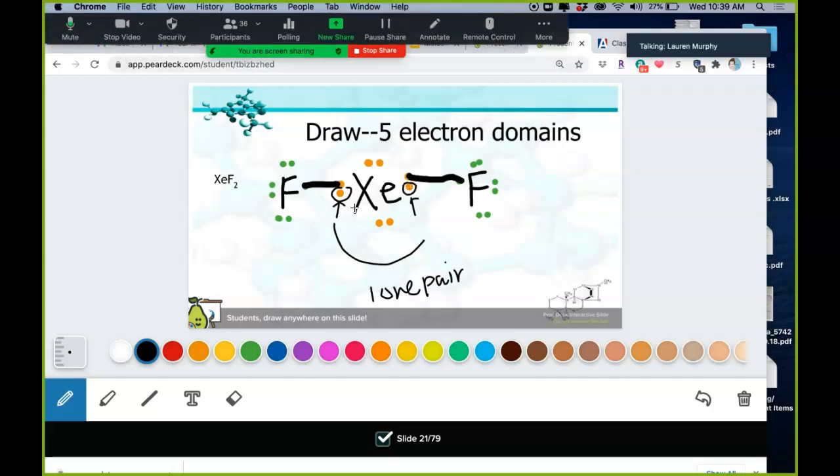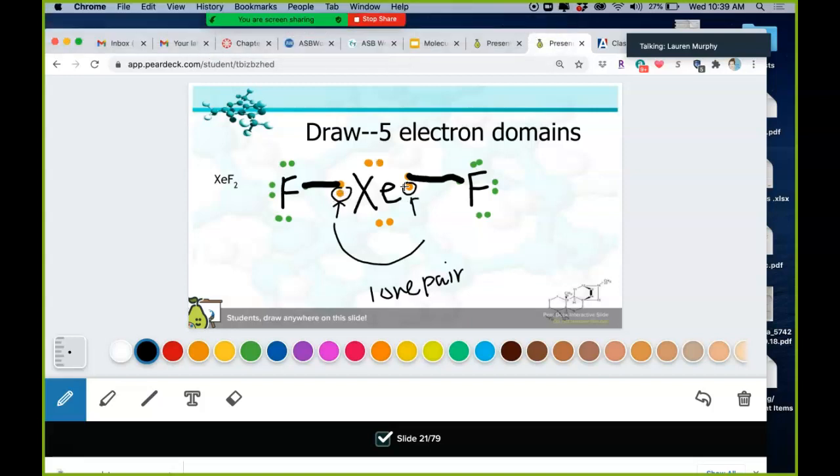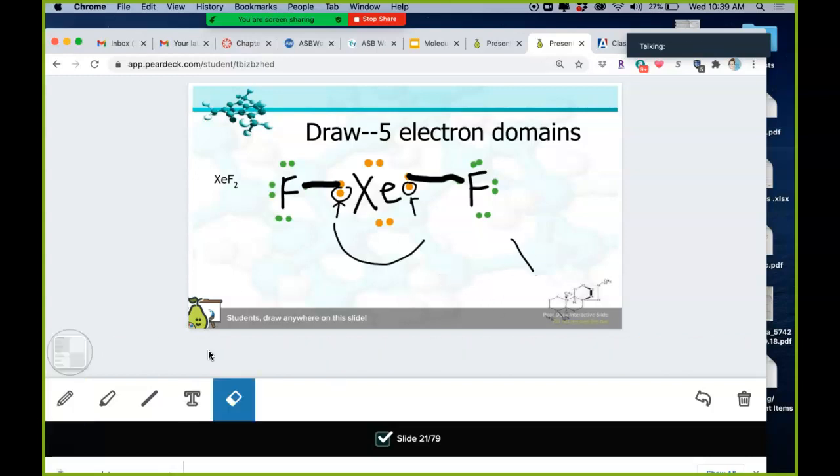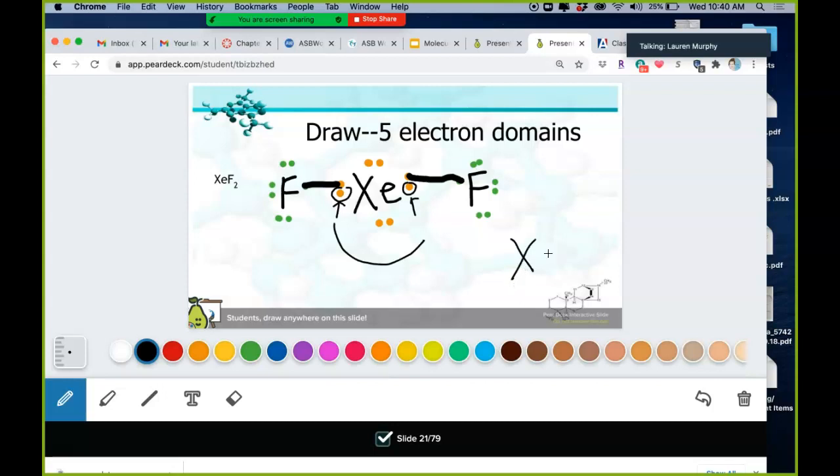Okay, so when you draw it, you should notice that I know that these guys get left out, but these two electrons will create a lone pair around xenon. So when I go to redraw it, it really looks like this. With a lone pair right here, a lone pair here, and a lone pair here. Kind of like a triangle.